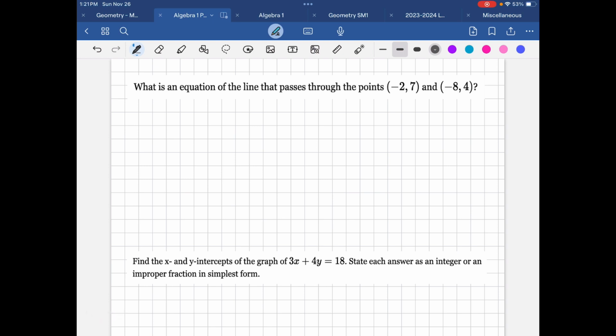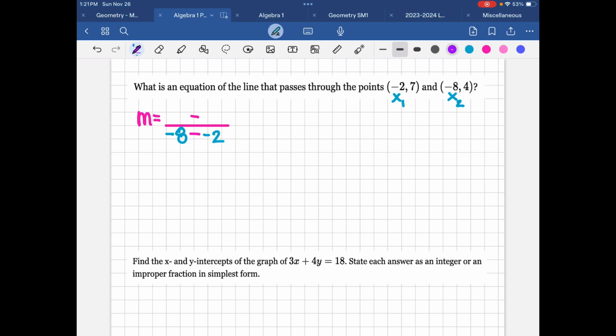What is an equation of a line that passes through the points negative 2, 7 and negative 8, 4? Let's go ahead and first find the slope. So the first thing we're going to do is use the slope formula. Remember, we want to find our x's. It's customary to call the first one 1 and the second one 2. These go on the bottom of my slope formula. So let me put them.